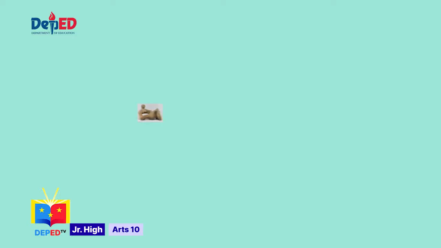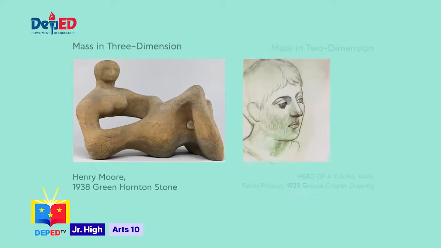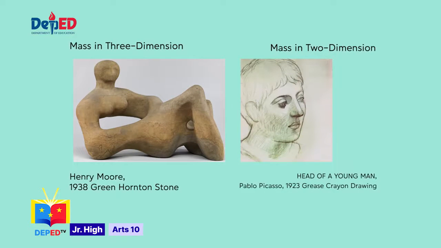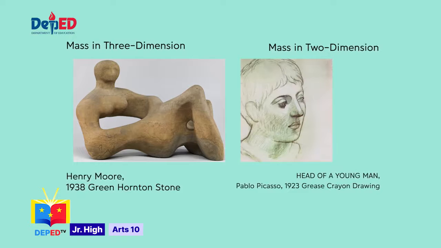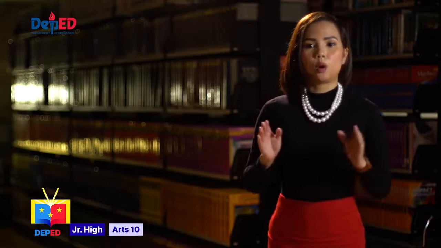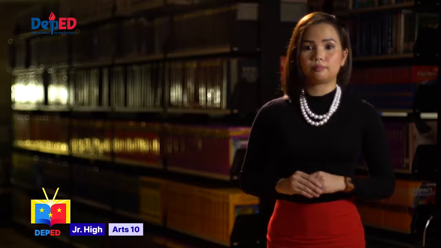This example from Henry Moore is considered as mass in 3 dimensions since it is a sculpture, while this one from Pablo Picasso is mass in 2 dimensions because it's on paper. Third element is space. Space in a work of art refers to a feeling of depth or 3 dimensions. It can also refer to the artist's use of the area within the picture plane.